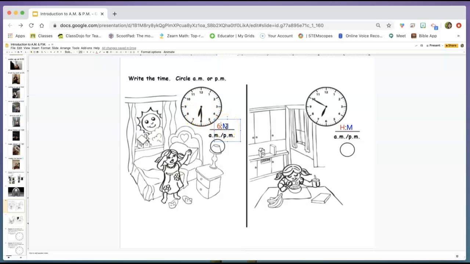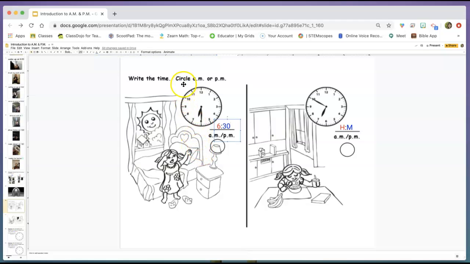Now I need to read my minute hand, which is the long hand. Now I have to remember that I need to read my minute hand a little differently. I'll start at the 12 and I'll skip count by 5s. So starting at 0, 5, 10, 15, 20, 25, 30. So the time is 6:30.